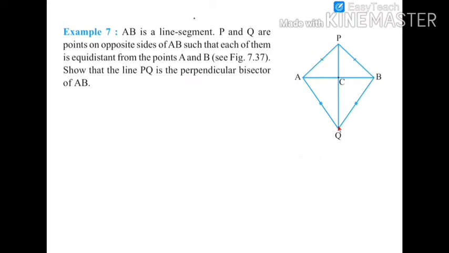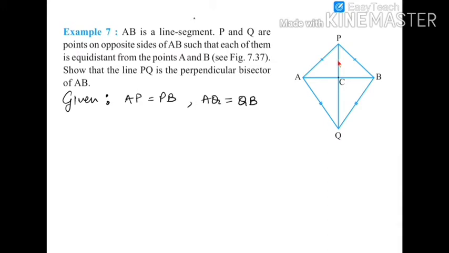Similarly, point Q is equidistant from A and B. That is, its distance from B and A will be same. That is, AQ will be equal to BQ. So this is what is given to us in the question. AP is equal to PB and AQ is equal to QB.